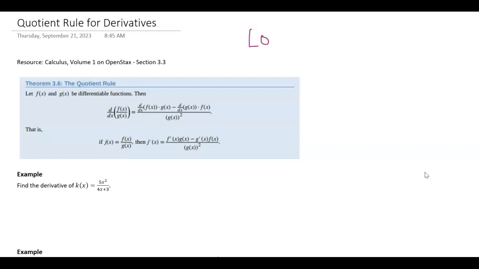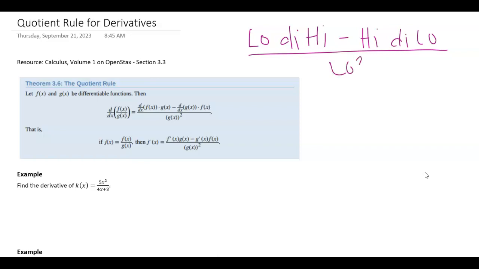It goes low, D high, minus high, D low, all over low squared. And you might want to pause the video and say that a few times to yourself. But what does that mean? Well, high is your numerator and low is your denominator. And so whenever we say D, we mean take the derivative. So you're going to do low, D high, minus high, D low, all over low squared.